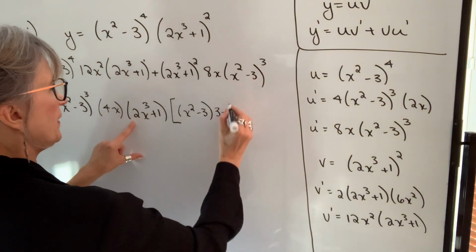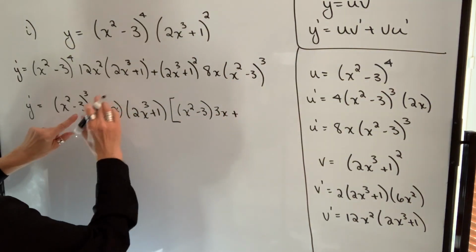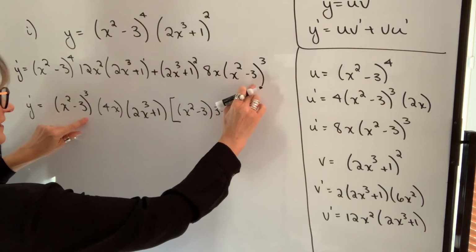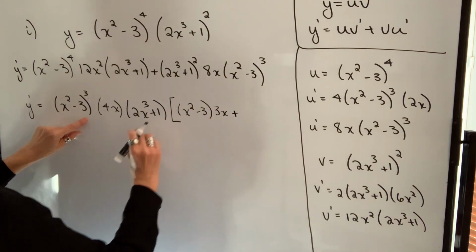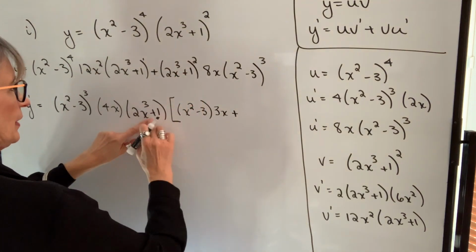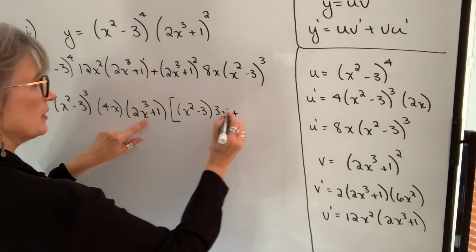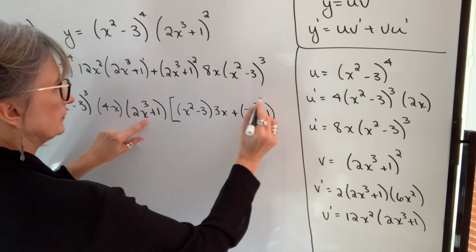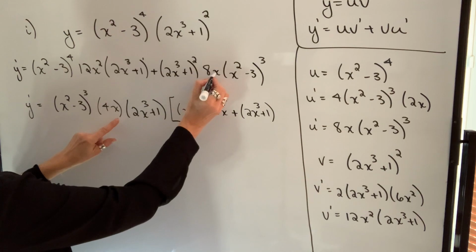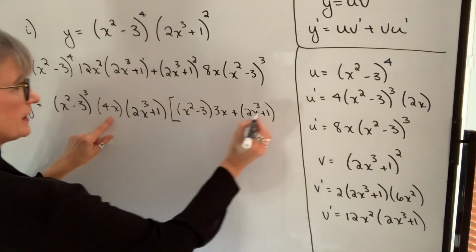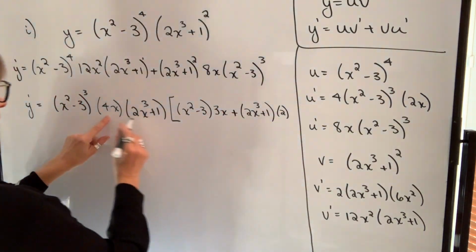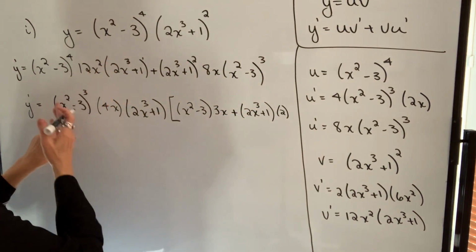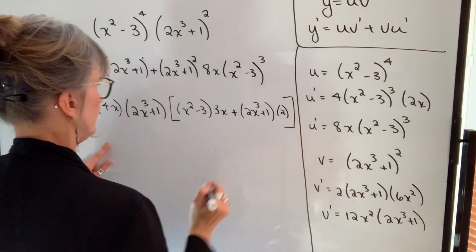I do the same thing with my next term. I factor this out of this term, which means I divide this into this. So when I divide this by this, I'm going to be left with 2x cubed plus 1 to the power of 1. When I factor or divide 8x by 4x, I'm left with a factor of 2. And when I divide x squared minus 3 cubed by x squared minus 3 cubed, it cancels.